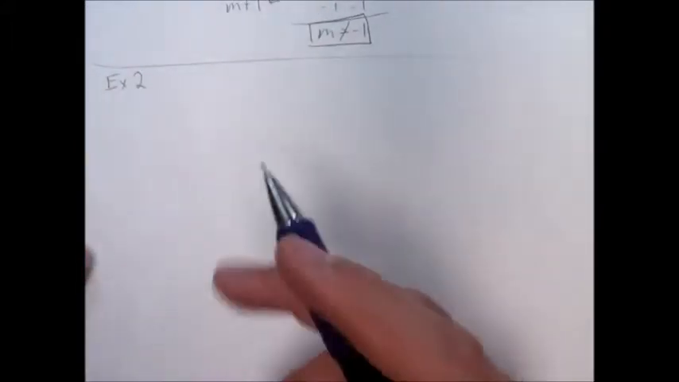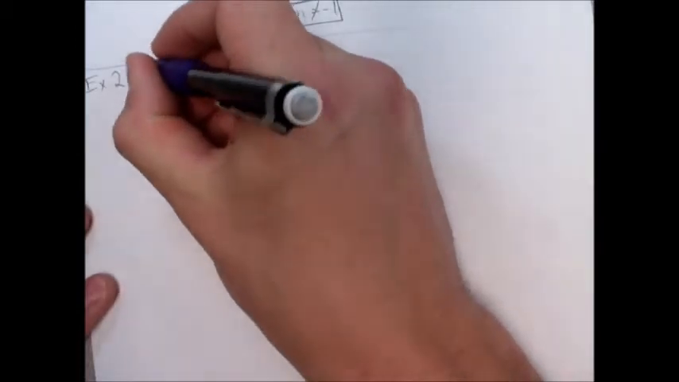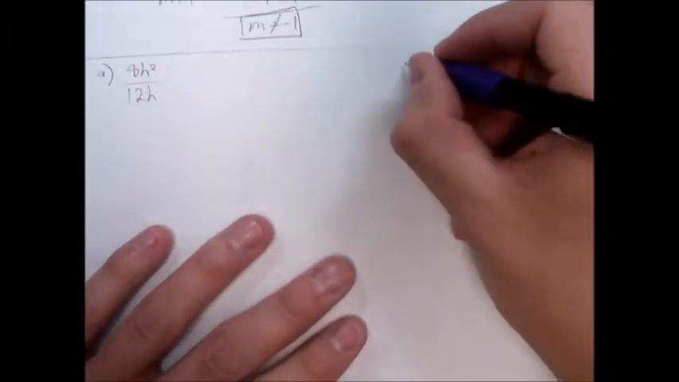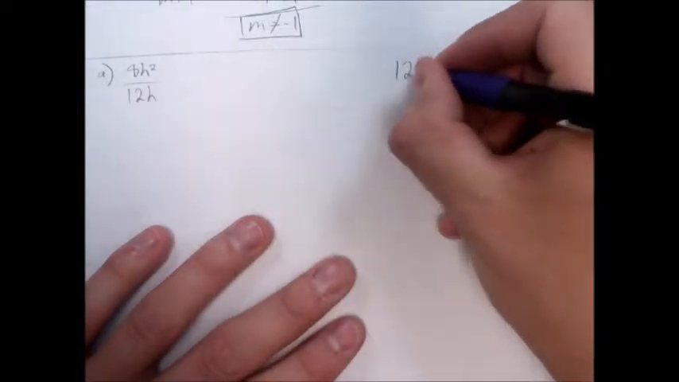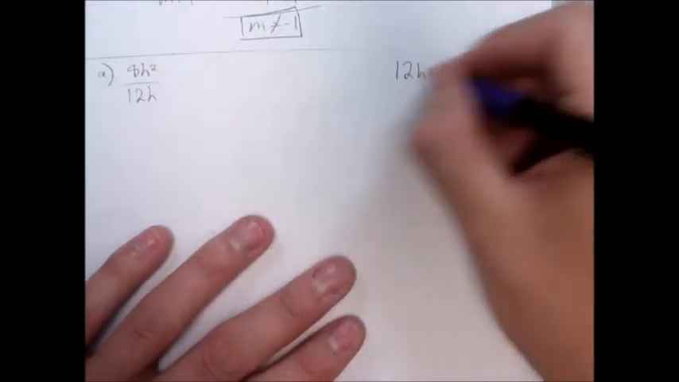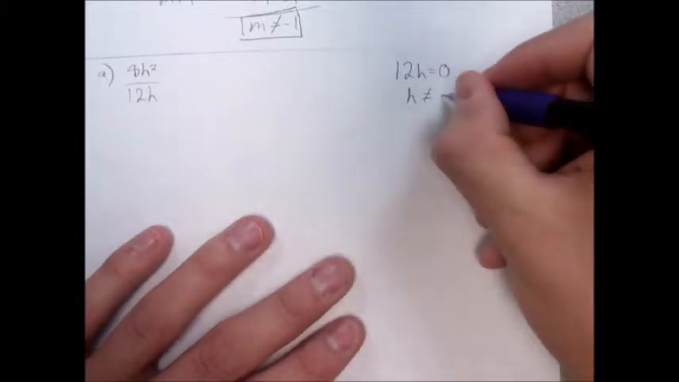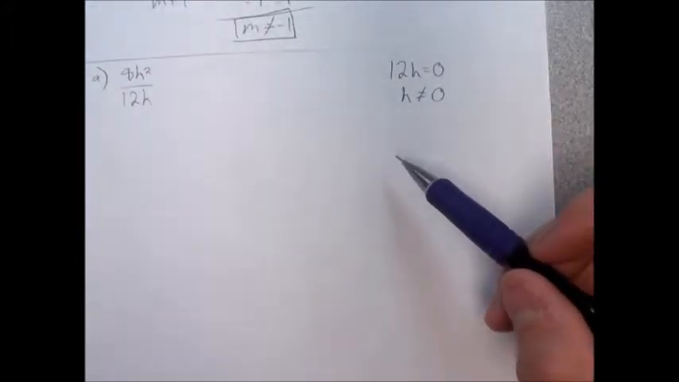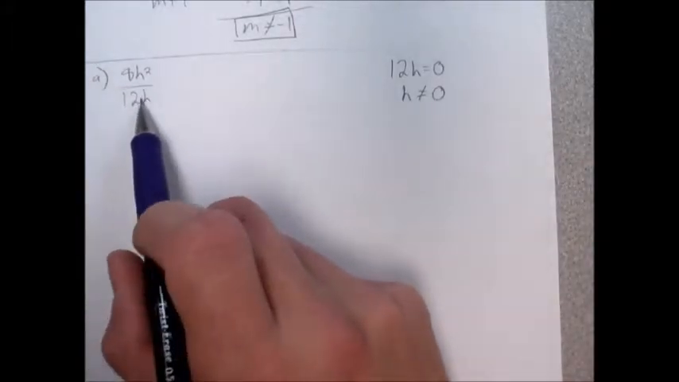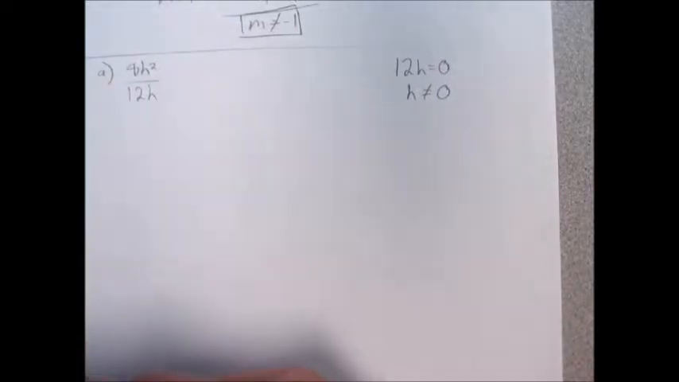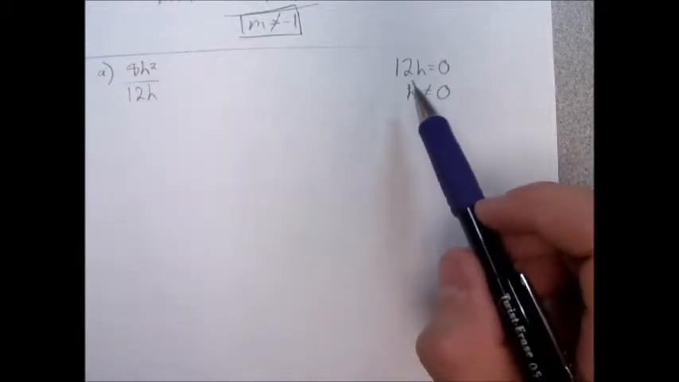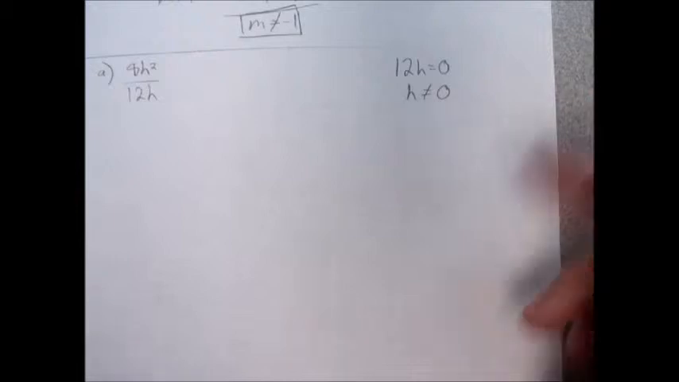Okay, so on example 2a, is there an excluded value? Yes. So all I need to do is set the bottom equal to 0, and I can find my excluded value. I'm going to do this over to the side. So I take 12h, set it equal to 0, and I divide by 12 on both sides, I end up with h cannot equal 0. You'll realize very quickly if it's always multiplication, it will pretty much always be 0. The zero product property tells you that anything multiplied by 0 is 0. We kind of already know that. So doing this work becomes kind of redundant and silly. So you can just write it down as h cannot equal 0.